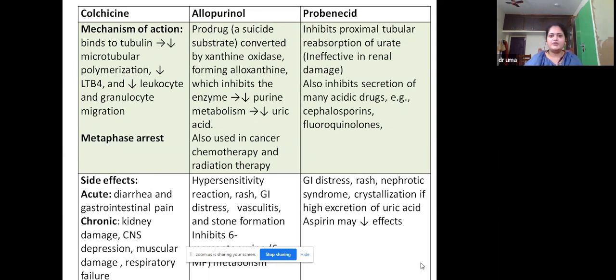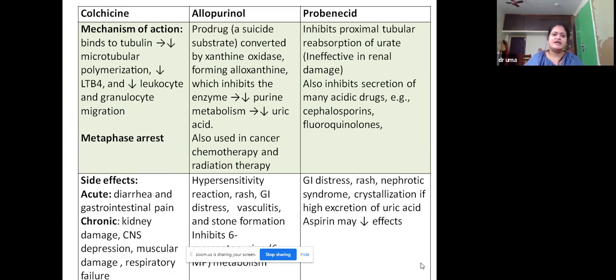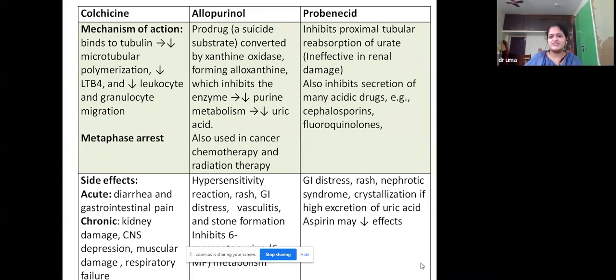failure. Allopurinol is a pro-drug. It acts mainly by inhibiting xanthine oxidase, so that uric acid formation will not be there. So it is used in cancer chemotherapy and radiation therapy. The main adverse effect with this drug is hypersensitivity reaction. That is, rash is the most common adverse side effect with allopurinol.